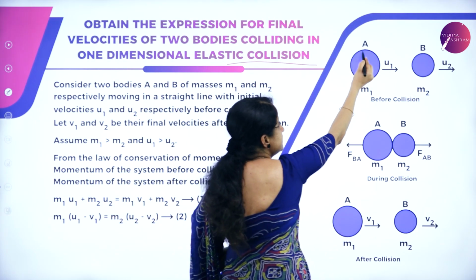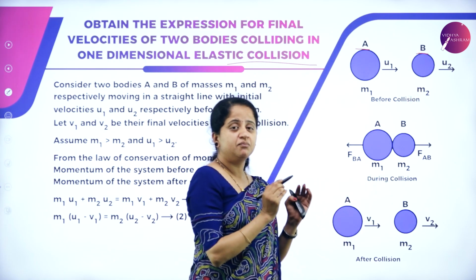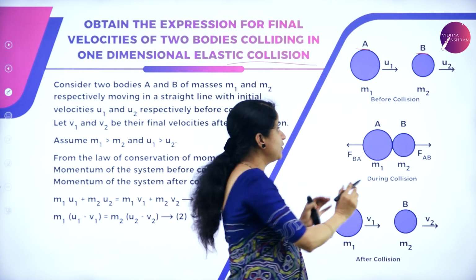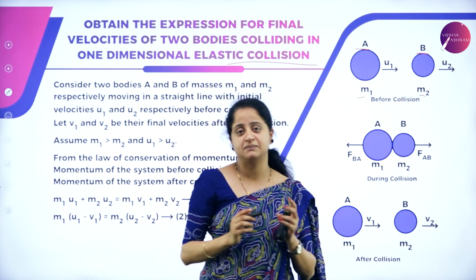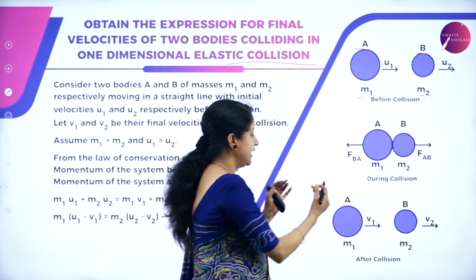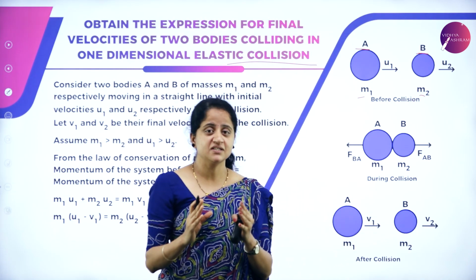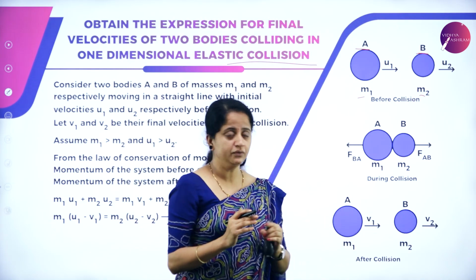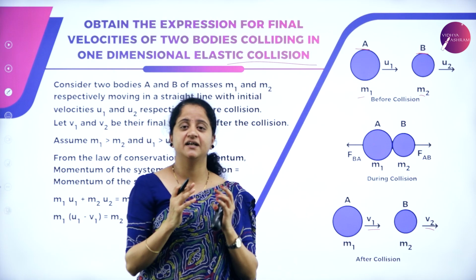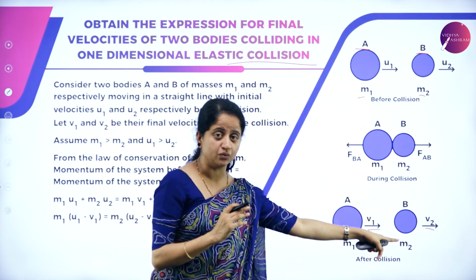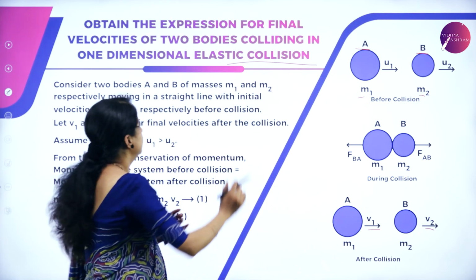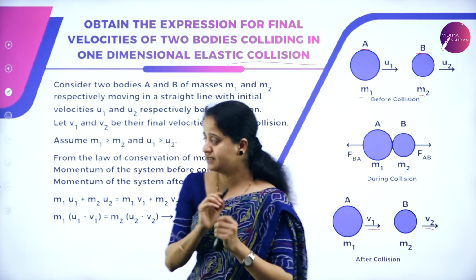Say for example, consider a body A and B which are moving with velocities u1 and u2 before they collide. And these bodies are having masses m1 and m2 respectively. And when they are moving in the same direction, they collide with each other and their velocities will change from u1, u2 to v1 and v2 respectively. So, this is our consideration in deriving the expression for v1 and v2, where v1 and v2 are the final velocities of two bodies when they undergo elastic collision. So, let us derive it now.